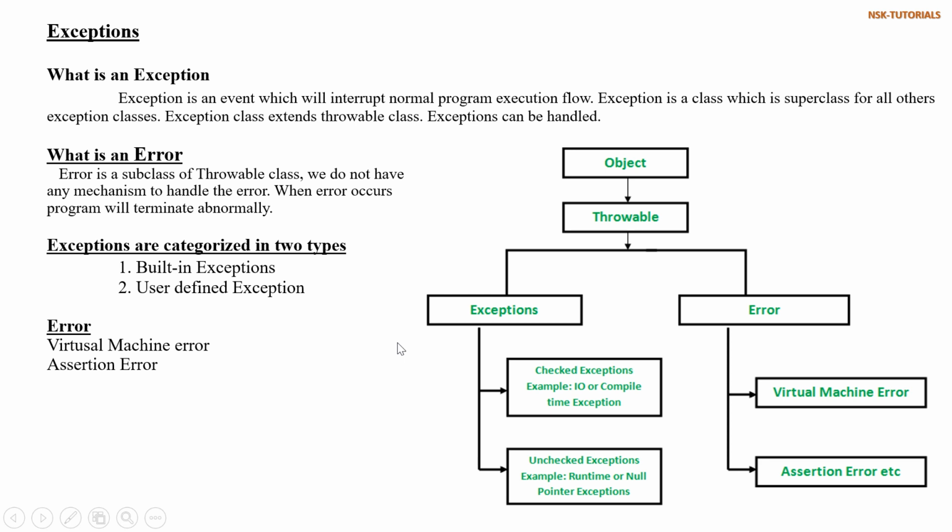Today the topic is exceptions. What is an exception? Exception is an event which will interrupt normal program execution flow. Exception is the subclass of Throwable, and Throwable is the subclass of Object class. Throwable class has two subclasses: one is Exception class and the other is Error.